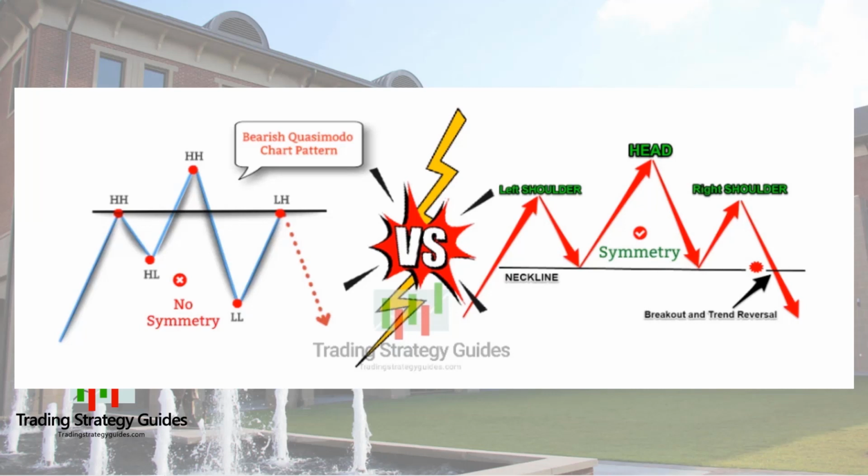The main difference between the Quasimodo pattern and the head and shoulders pattern is the right leg, or the second valley of Quasimodo, is much lower than the left leg, or the first valley. With the head and shoulders pattern, both valleys are more or less of the same scale. That's where the Quasimodo name comes from, because the second valley of the head and shoulders is deformed.